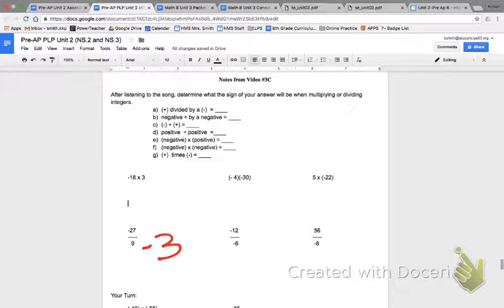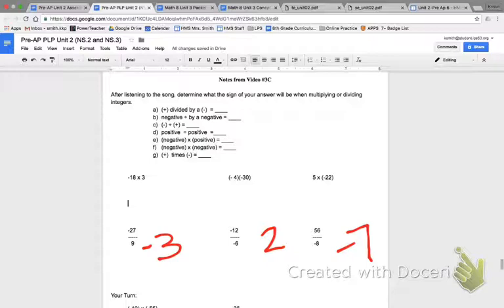On the next one, 12 divided by 6 is 2. And because both of my numbers are negative, my answer is going to be positive. On the last one, 56 divided by 8, the answer is going to be 7. But because I have a positive divided by a negative, my answer is going to be negative 7.